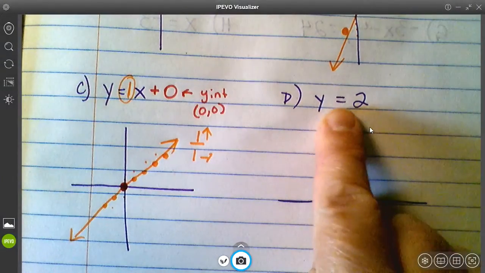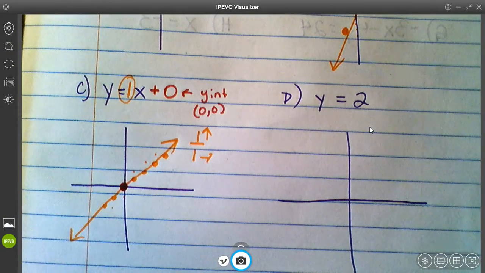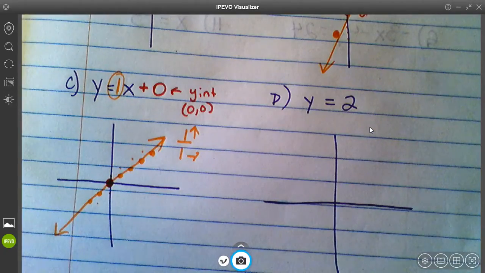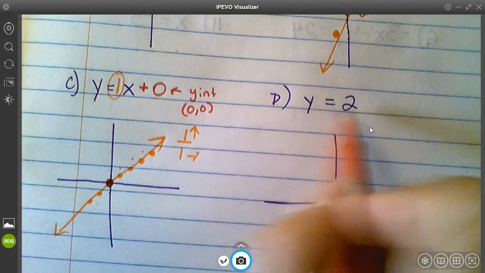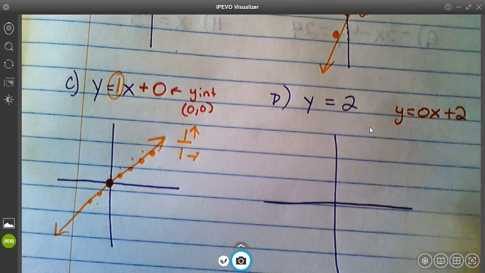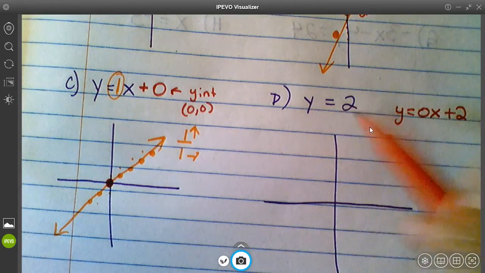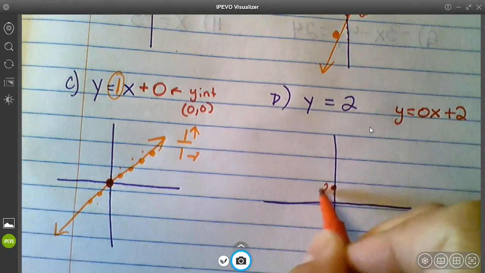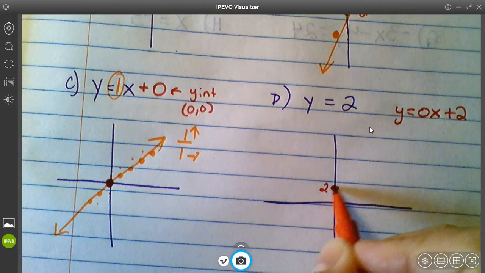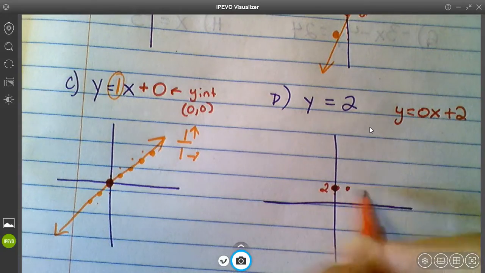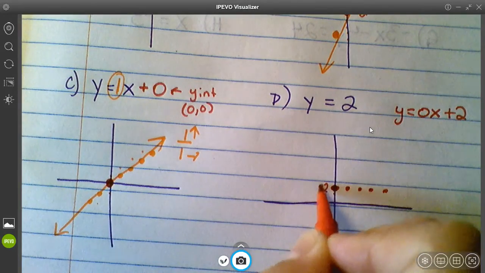And then lastly, right here, y equals 2. This is one of our special ones that should be super easy, but sometimes it is not. What am I missing here? I'm actually missing the x term. So my slope is 0, so we can think of it that way. We can also see that I'm going through the 2 on the y-axis. And basically, if you remember or remind yourself that y is always 2 no matter what x is, you're going to end up with a horizontal line.